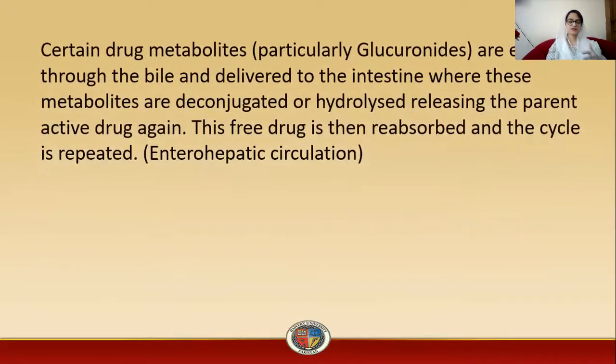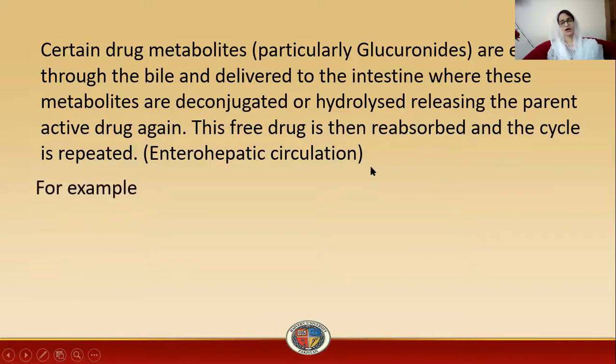Then certain drug metabolites, particularly glucuronides, are excreted through the bile and delivered to the intestine, where these metabolites are reconjugated or hydrolyzed, releasing the parent active drug again. The free drug is then reabsorbed and the cycle is repeated.